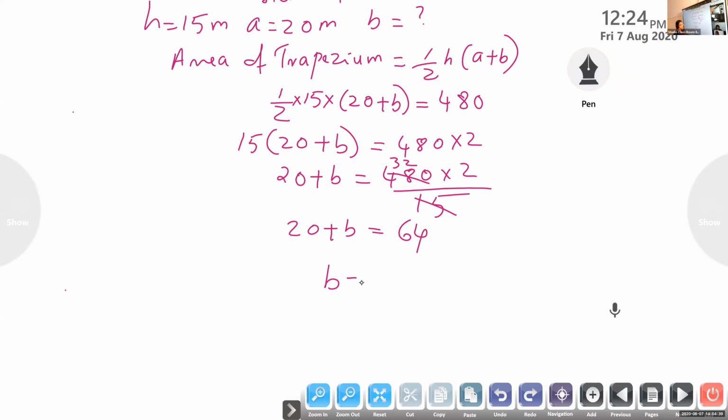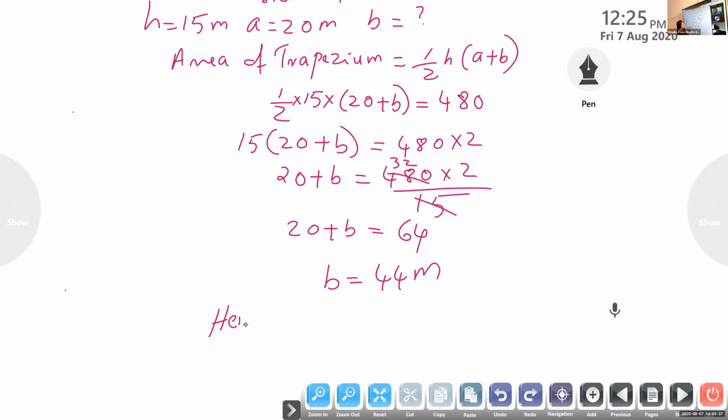So b equals 64 minus 20. Find b. I can't hear you, maybe because of heavy rain. 64 minus 20 equal to what? 44. 44 meter.